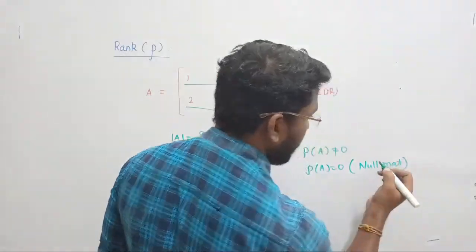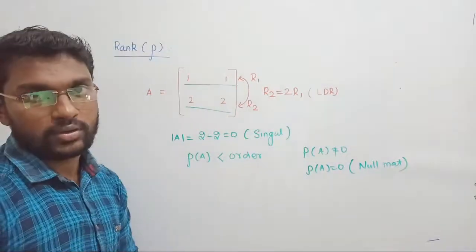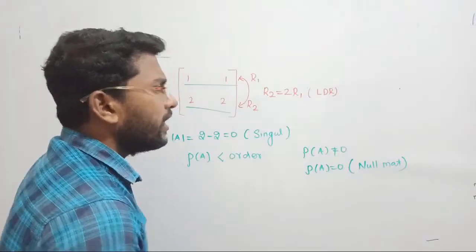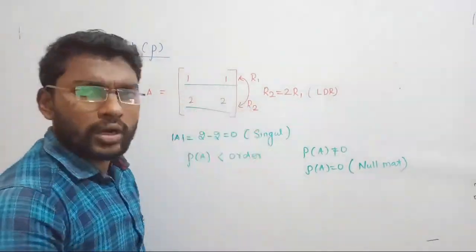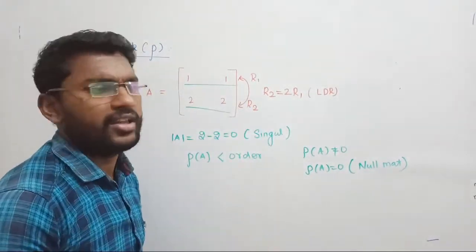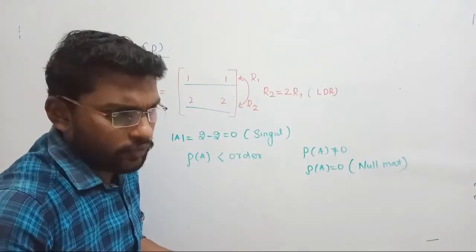I hope you all remember when I was talking about null matrix I had told this one, right? Null matrix means what? Not even one value in the matrix you select will be not equal to 0. All values will be 0. Either it might be 2 cross 2, 3 cross 3, 4 cross 4, 5 cross 6.